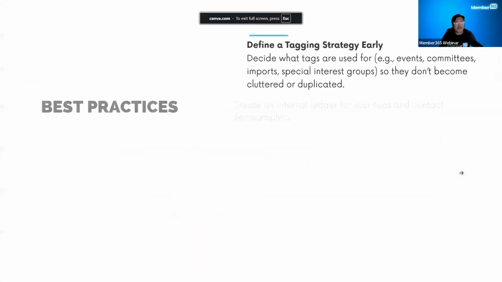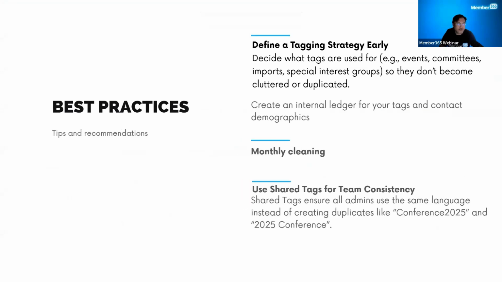Now, best practices to think about. First, we need to define a tagging strategy early on before we even create a tag. We need to decide what tags are used for so that they don't become cluttered, just like what we've seen on our list a while ago. We intentionally made those duplicates that way to give you an idea of how cluttered it can be when we don't have a tagging strategy early.